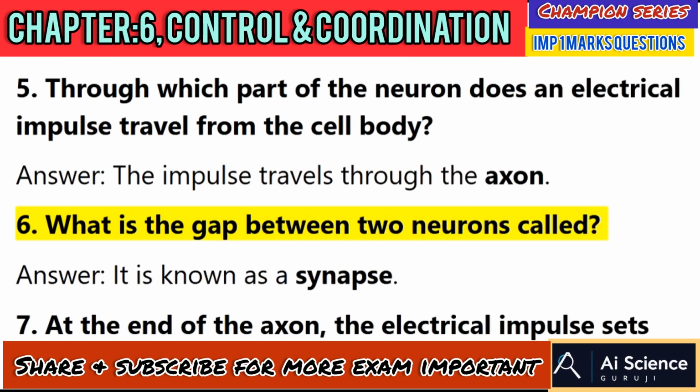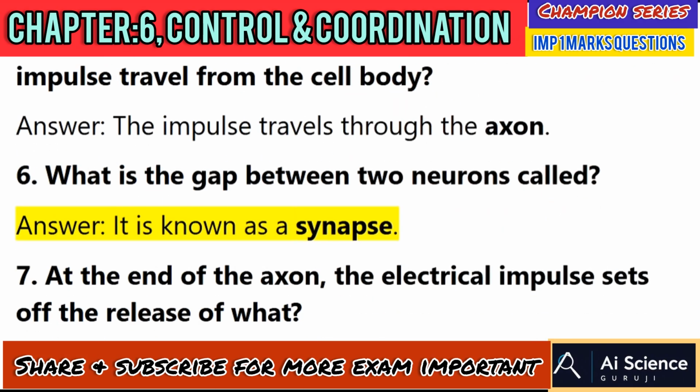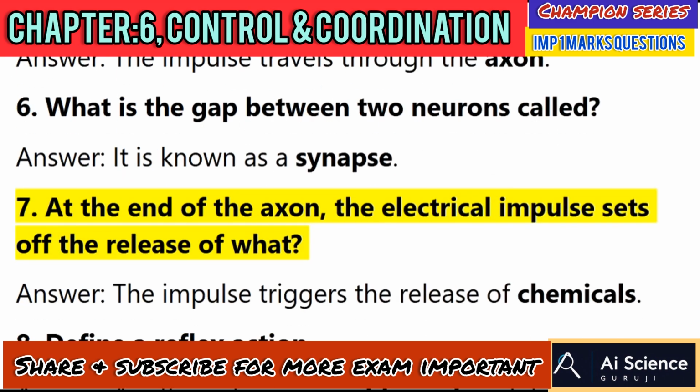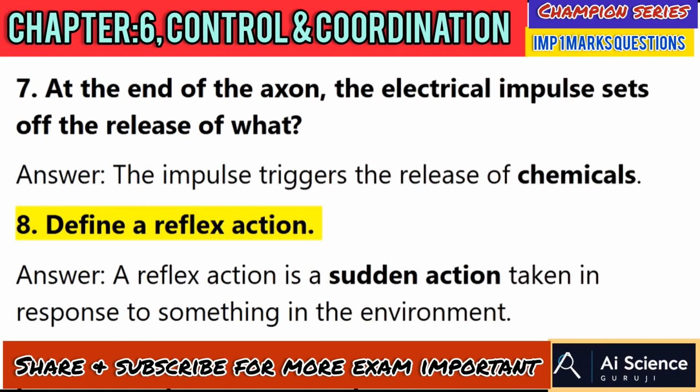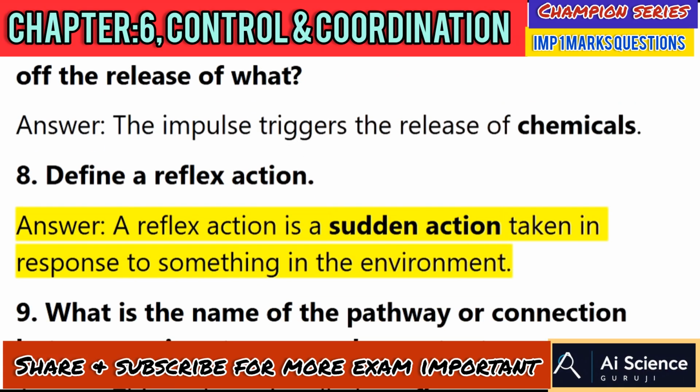6. What is the gap between two neurons called? Answer. It is known as a synapse. 7. At the end of the axon, the electrical impulse sets off the release of what? Answer. The impulse triggers the release of chemicals. 8. Define a reflex action. Answer. A reflex action is a sudden action taken in response to something in the environment.